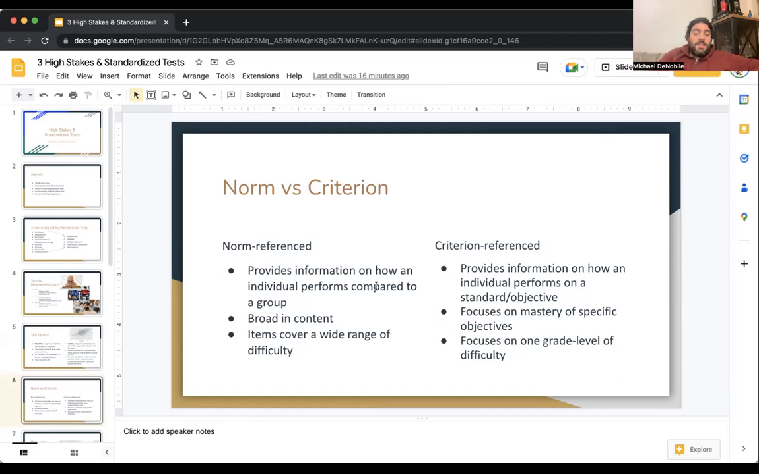A criterion reference test provides information on how an individual performs in a standard or an objective. The focus is on mastery of specific objectives. It focuses on one grade level of difficulty instead of a broad range of difficulty. Both have their place, and we're going to talk about that soon.